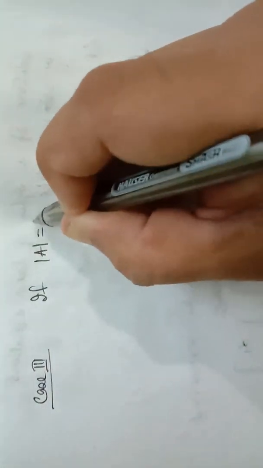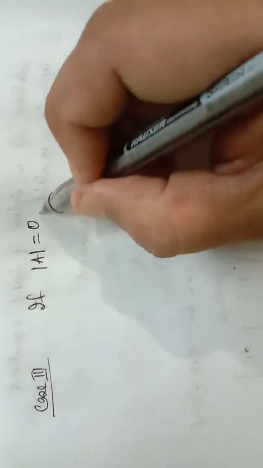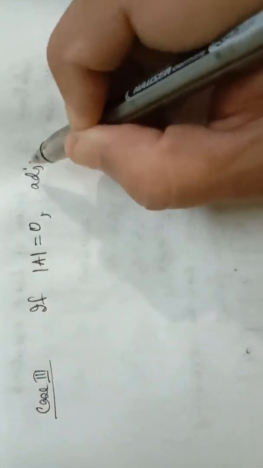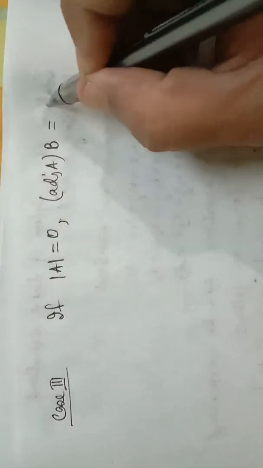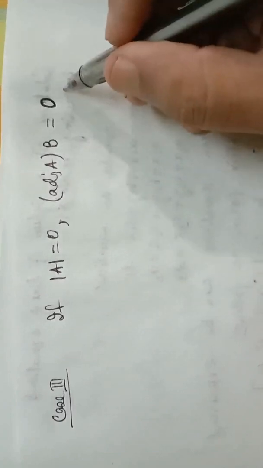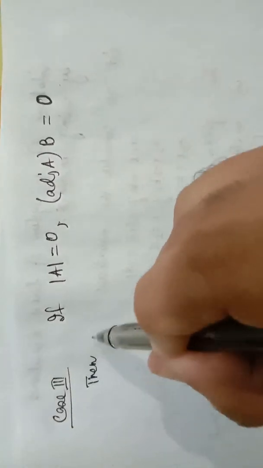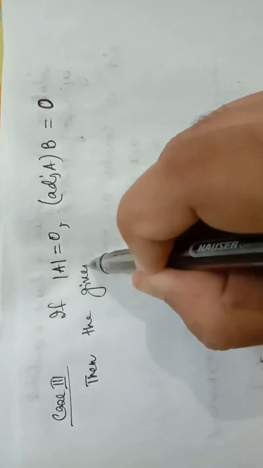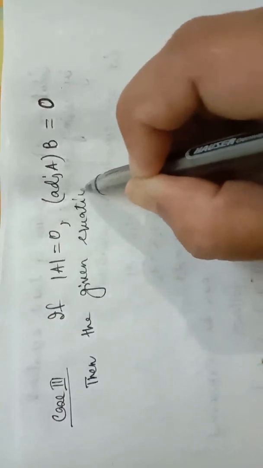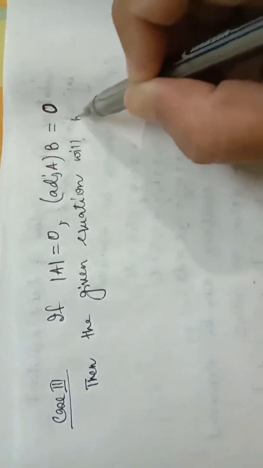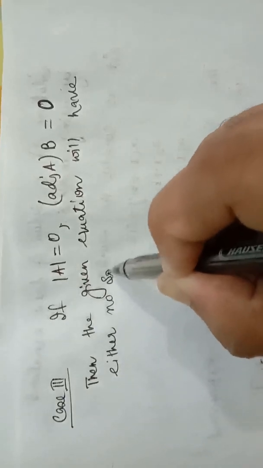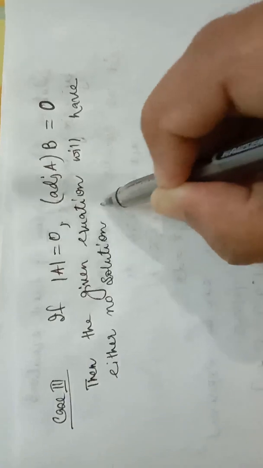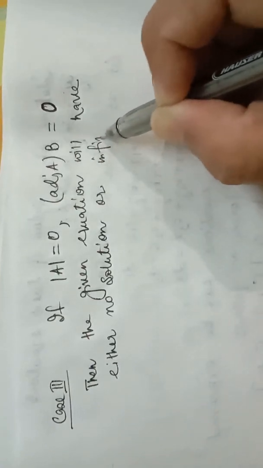Case 3, if det A is equal to 0, that is, if A is a singular matrix, and adjoint of A into B is also a zero matrix, then the given equations will have either no solution or infinitely many solutions.